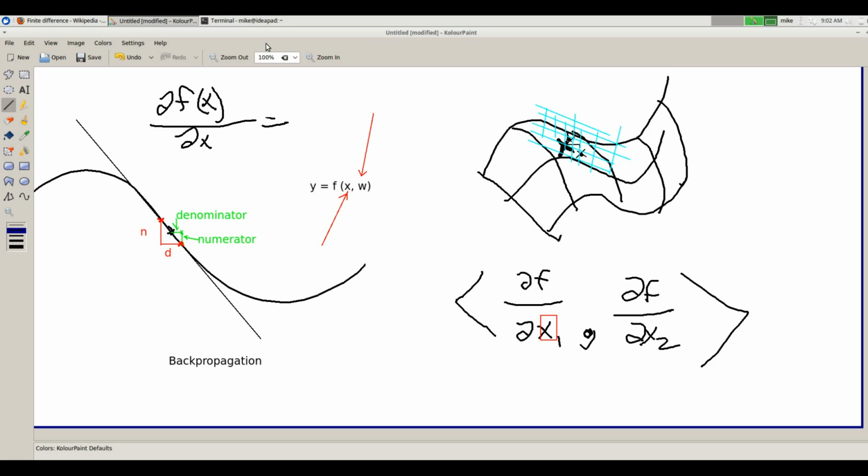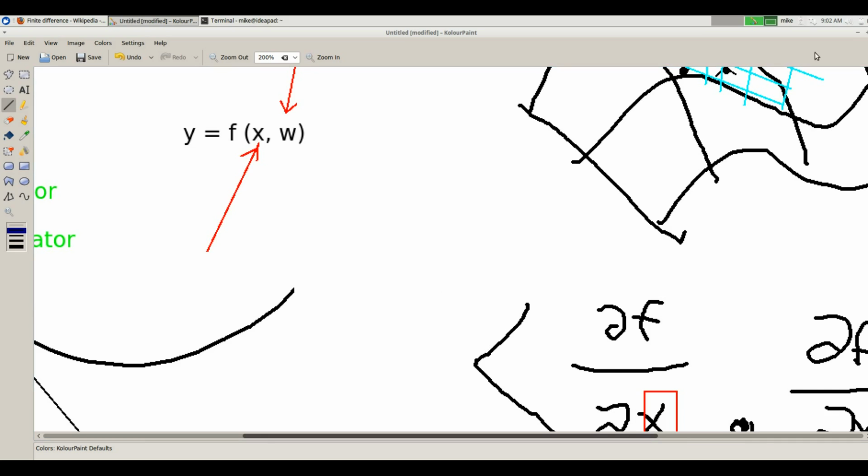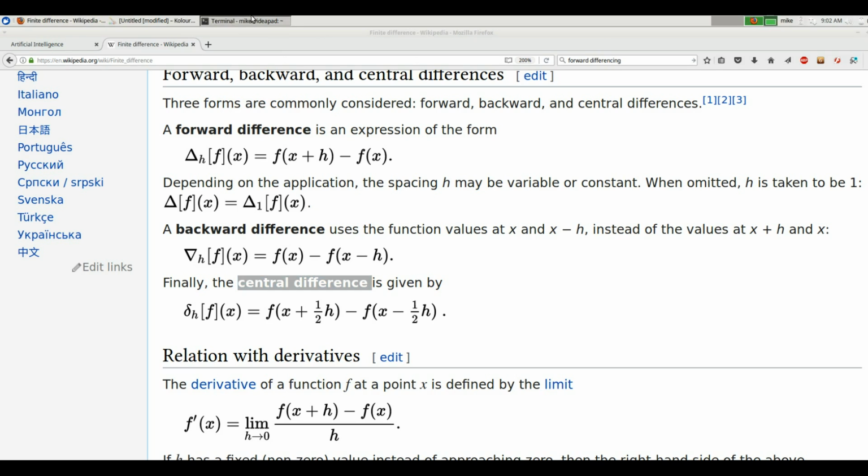It turns out backpropagation computes either. You can do forward differencing or central differencing, whatever it's called, to compute either. You just have to make sure you know what you're doing. Okay, so let me point at the code now and show how that's done.